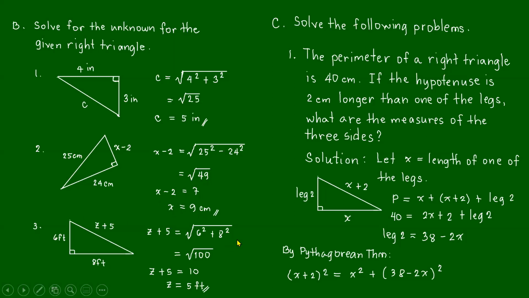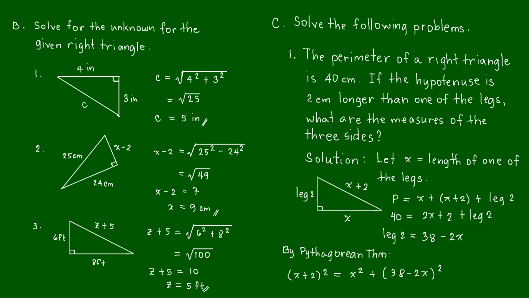What about in the third? What is the unknown in the third, guys? The hypotenuse. So again, since this is the hypotenuse, inside is the sum. So the square of the first leg, then the square of the second leg. Take the sum, take the square root. So that is 10. So what is z? 5 feet. That is 10 minus 5. A question, guys. So let's move to letter C.